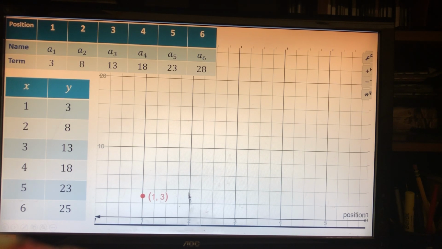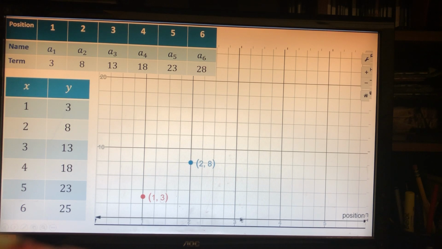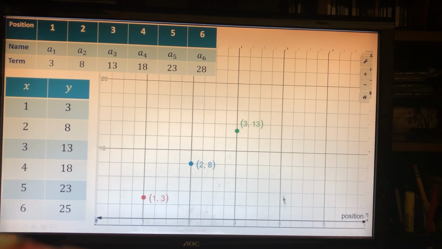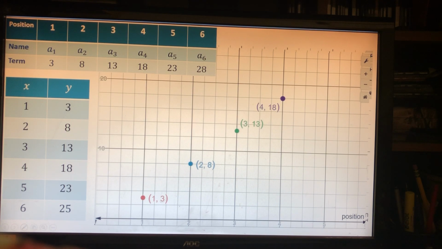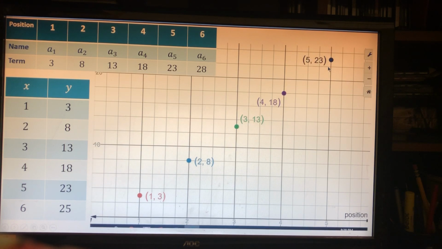Second point would be at 2, 8. Third point would be at 3, 13. Fourth point would be at 4, 18. Fifth point would be at 5, 23. And I couldn't fit 6, 28, but it's up here somewhere.